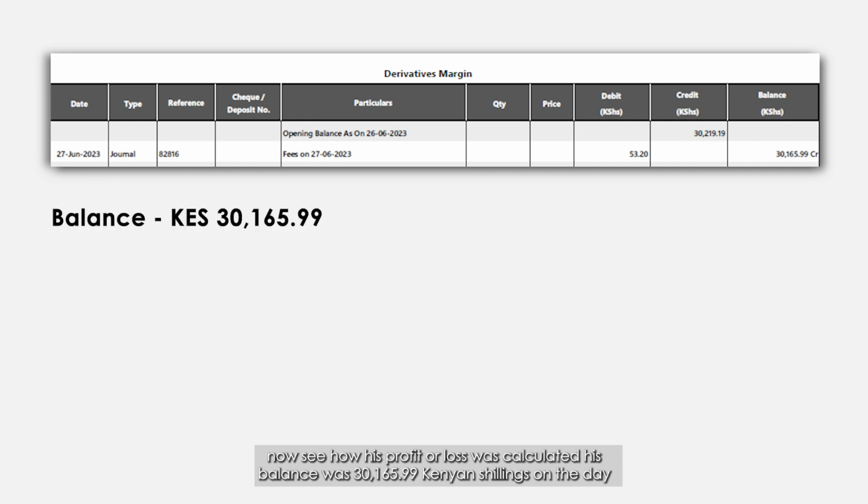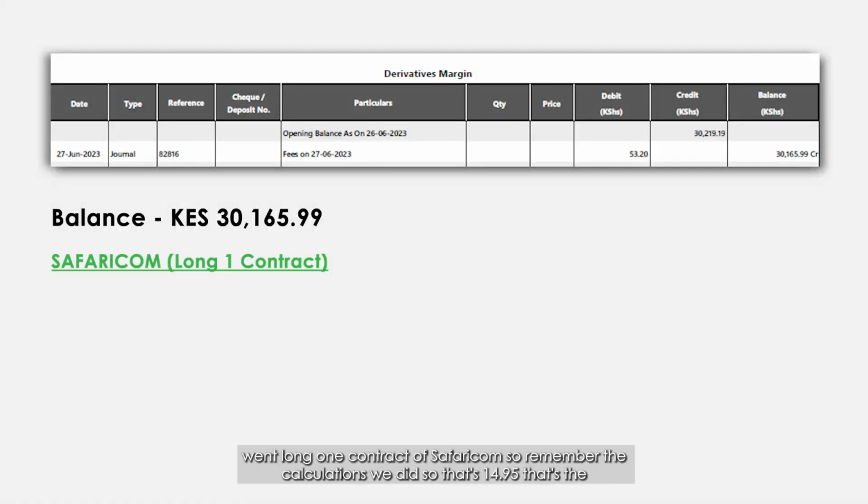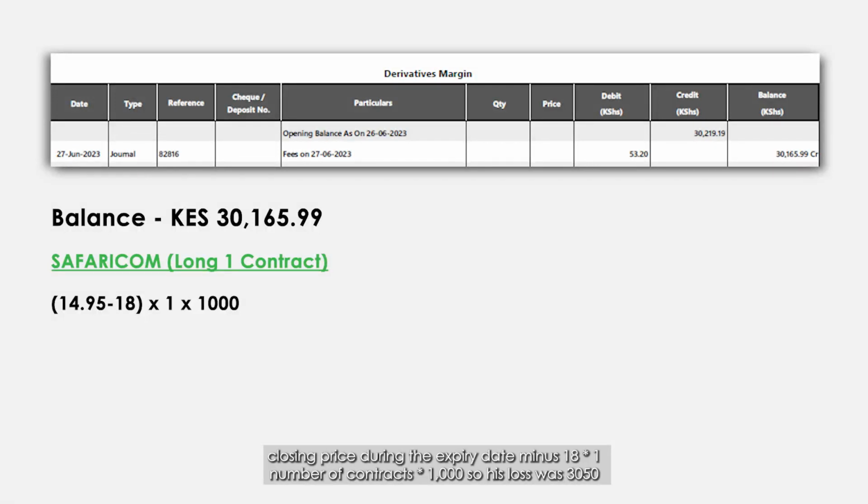His balance was 30,165.99 Kenyan shillings on the day he took up the 3 contracts. That's the 27th of June 2023, as you can see on your screen. So he went long one contract of Safaricom. So remember the calculations we did. That's 14.95, that's the closing price during the expiry date, minus 18 times 1, number of contracts, times 1,000. So his loss was 3,050 Kenyan shillings.